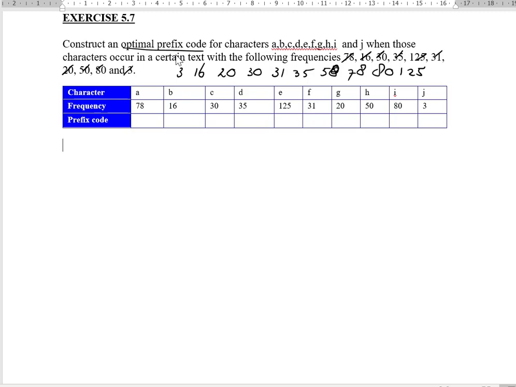Okay, now we've done that, and the Huffman algorithm says you connect the two smallest together and then keep this line ordered. So let's do the first step. So 3 and 16 together will give us 19, and then the rest will just follow suit. So we keep it in order.